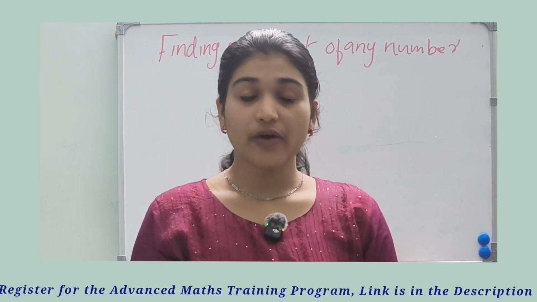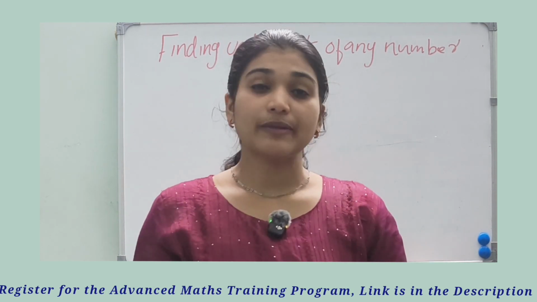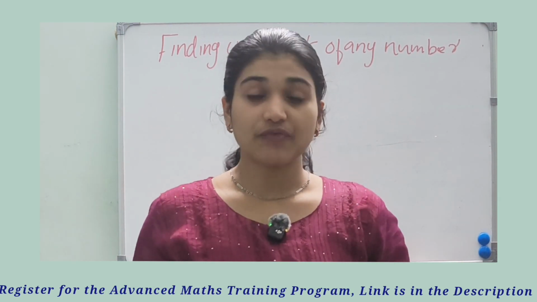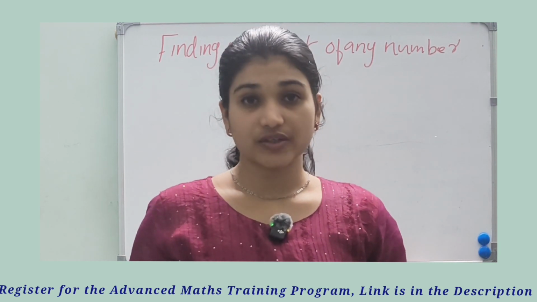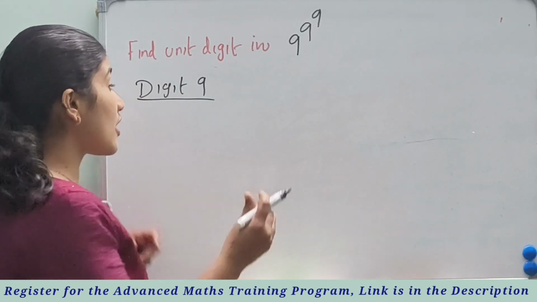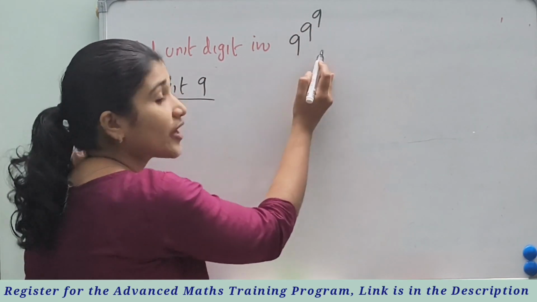Today I am going to teach you how to find the unit digit of any number or any expression. We will be covering digits from 0 to 9. If you watch this full video, you will be able to solve any question related to unit digit. First we will start with digit 9. For example, find the unit digit in 9 raised to 9 raised to 9.